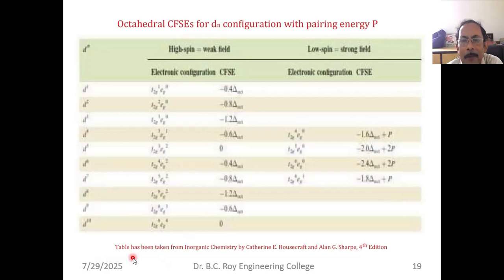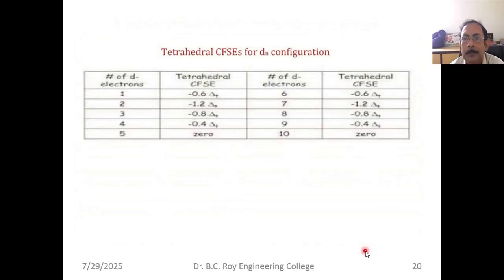So that way, if we calculate octahedral for a d^n configuration, we can calculate the CFSE for different complexes according to this chart, which is taken from the book Inorganic Chemistry by Catherine E. Housecroft and Alan G. Sharpe. So this is a continuation: if we change the number of d electrons, then how the CFSE changes is given here.